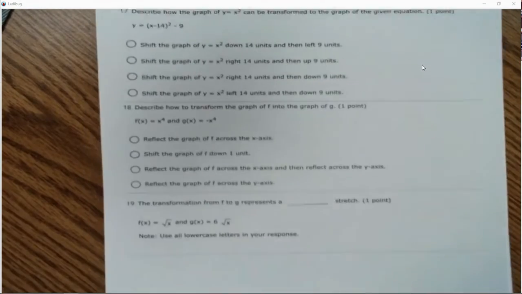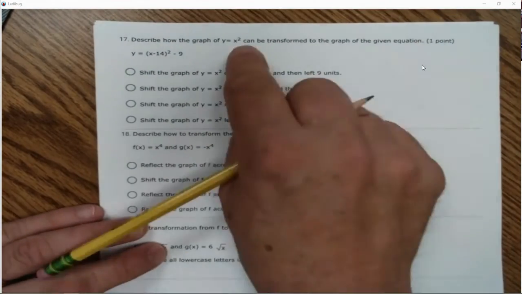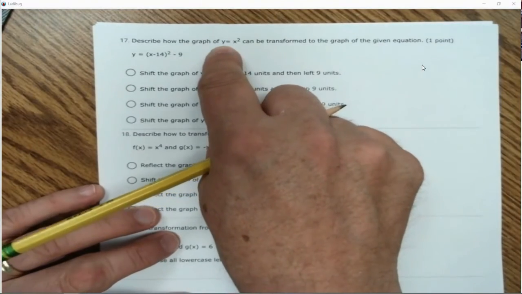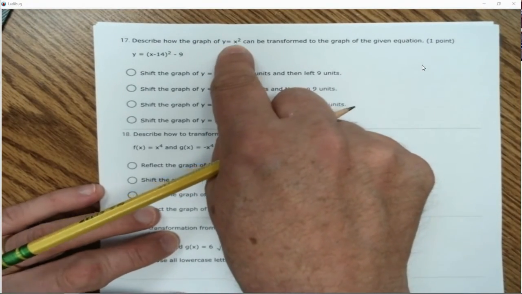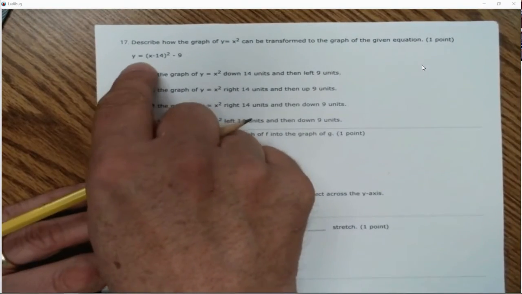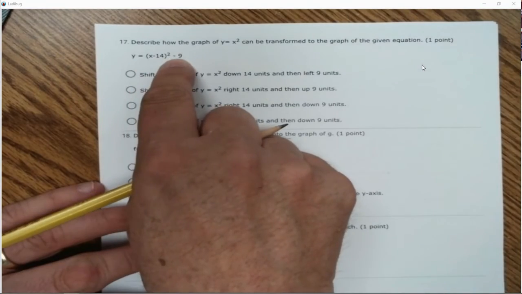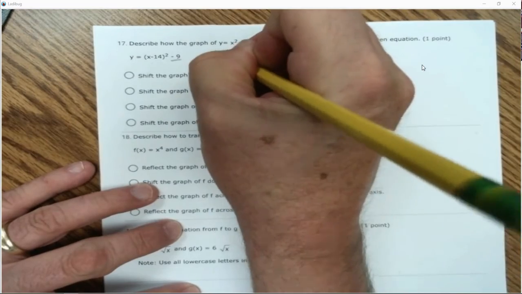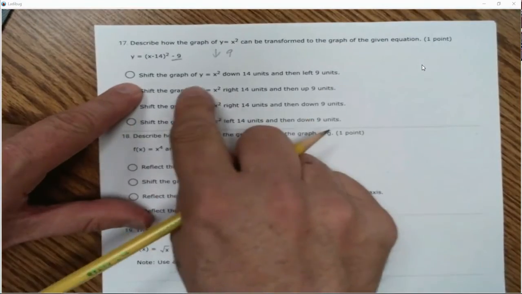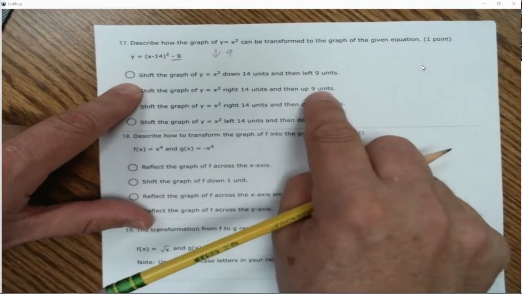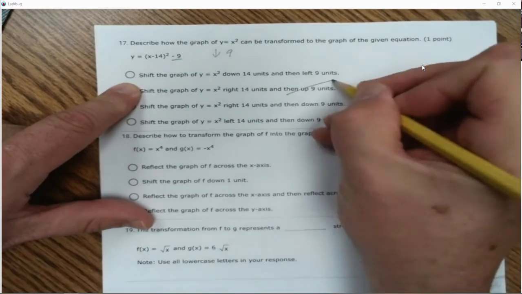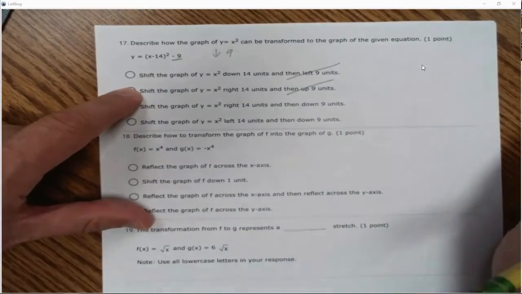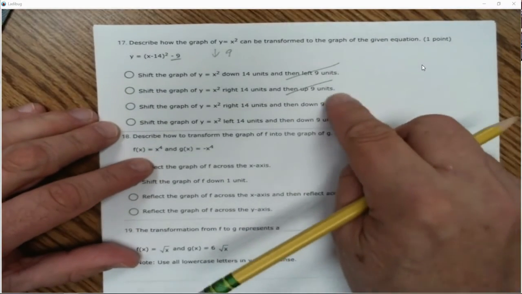But number 17, how is the graph of y equals x squared transformed to be x minus 14 squared minus 9? Okay, so we know this. We just talked about that. That's going to shift it down 9. So let's see. Left 9, up 9, down. Okay, so those two are wrong. We know it's down 9. It has to be one of these.